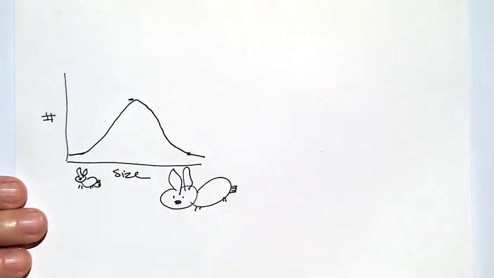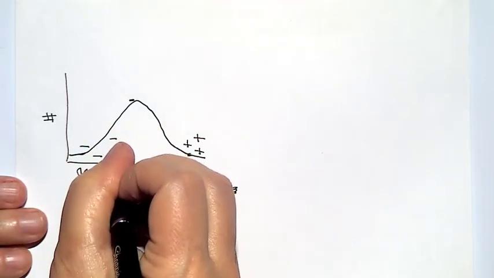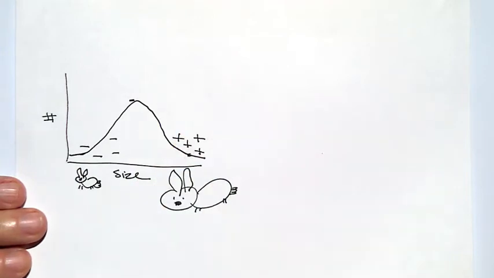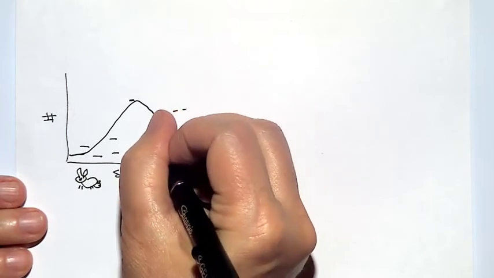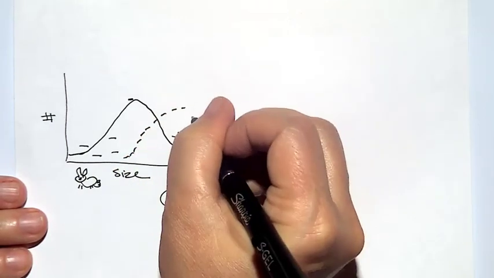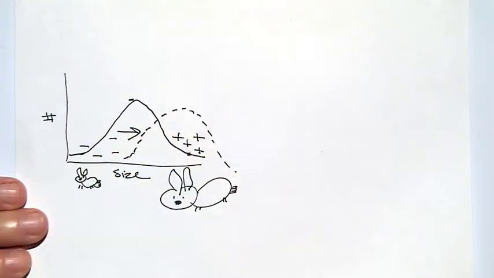In environment 1, there are only small predators like foxes. So the larger the rabbit, the better its survival. Over time, these large rabbits pass on their traits and the smallest rabbits do not. The range of traits and the average size will get larger. The whole curve moves in one direction. This is called directional selection.